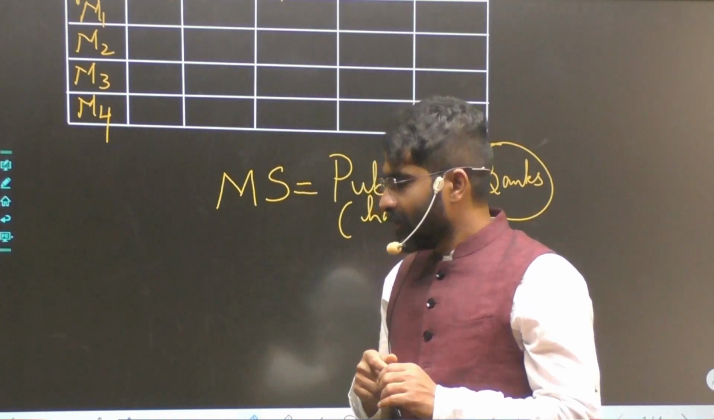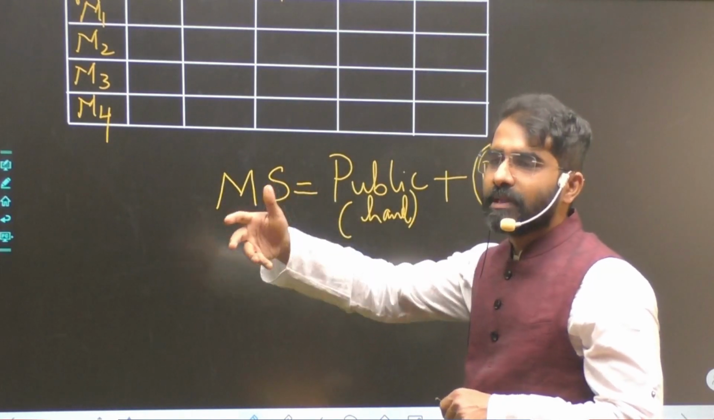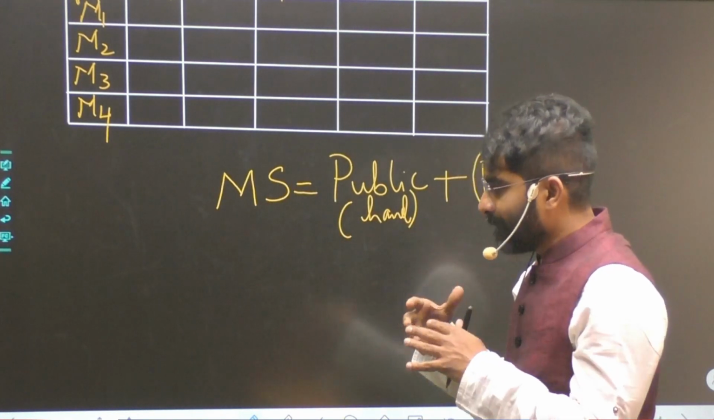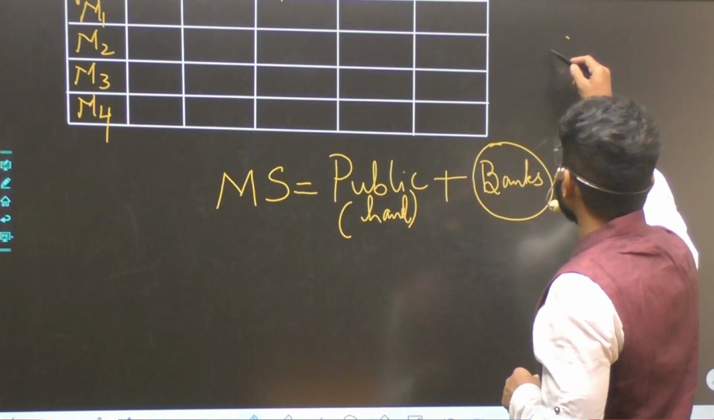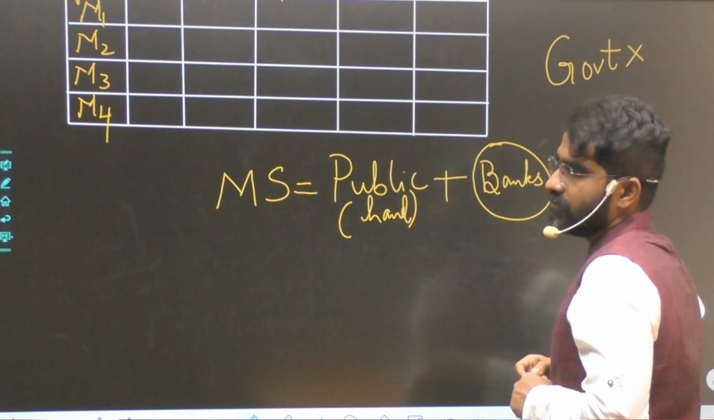That means it does not include other banks' deposits in the bank. It is only the public's money. So when I say public's money, it means the government's money which is there in the bank should not be included.